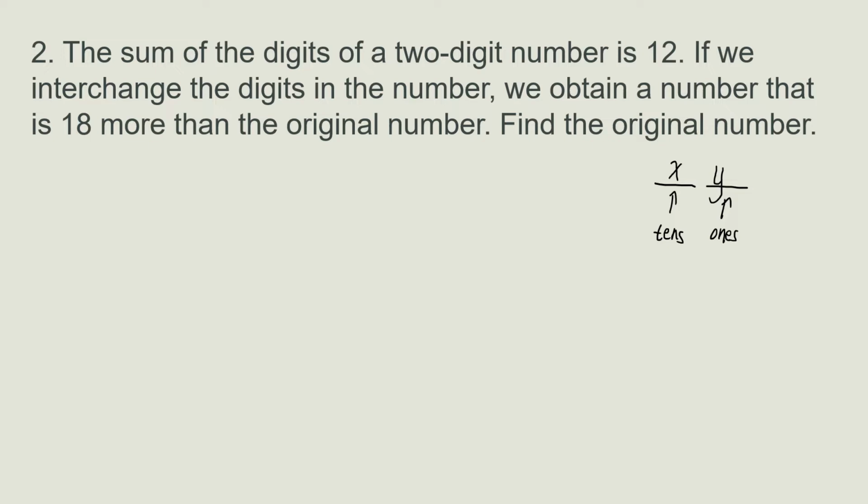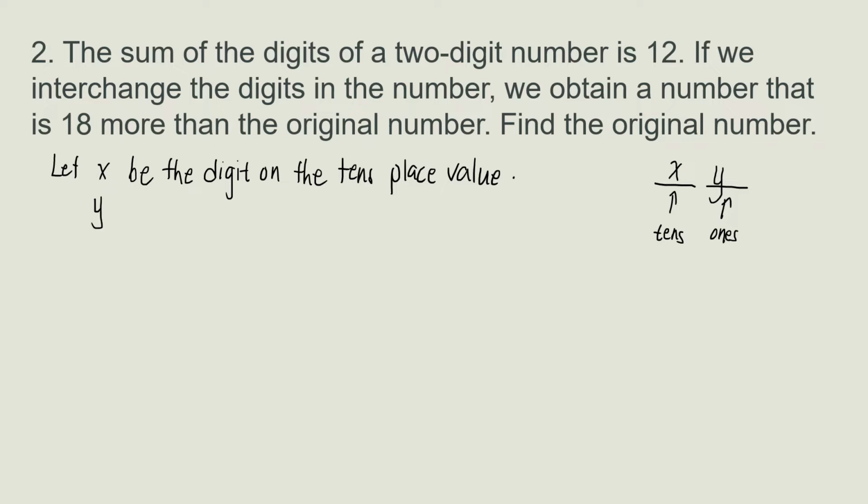Okay, so let's write a representation for that. We let x be the digit on the tens place value. And then we can let y be the digit on the ones place value.